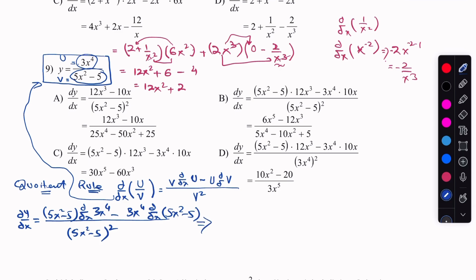So the derivative of 3x power 4, by using the power rule, is 3 multiplied by 4, 12, and 4 minus 1 is 3. And the derivative of 5x squared is 10x, and the derivative of the constant is 0, so we're not going to write it now.